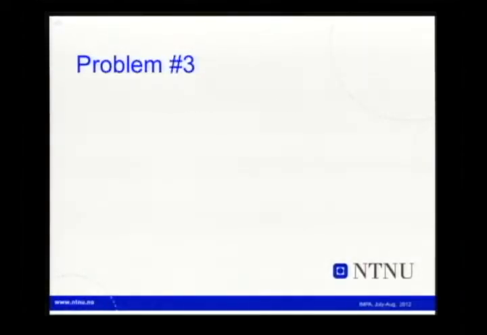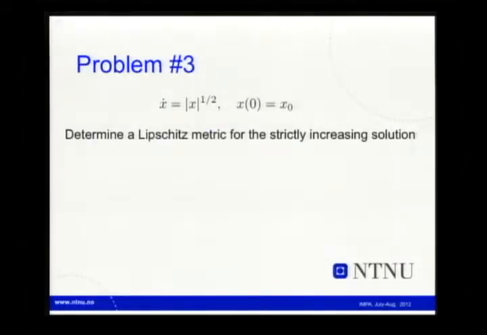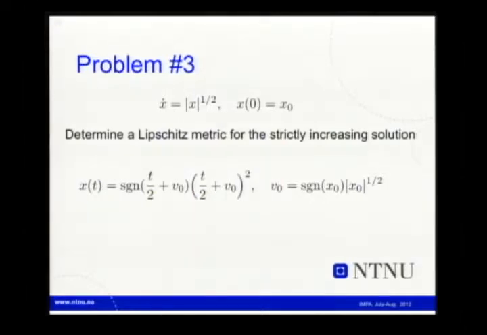So let's return to this simple problem of an ODE, and this is used for illustration only. I'm not claiming that if you understand this, you understand the Camassa-Holm, but it's just to try to illustrate this on a simple example. So we want to determine a Lipschitz metric. Here's a solution which is clearly not Lipschitz in the Euclidean norm.